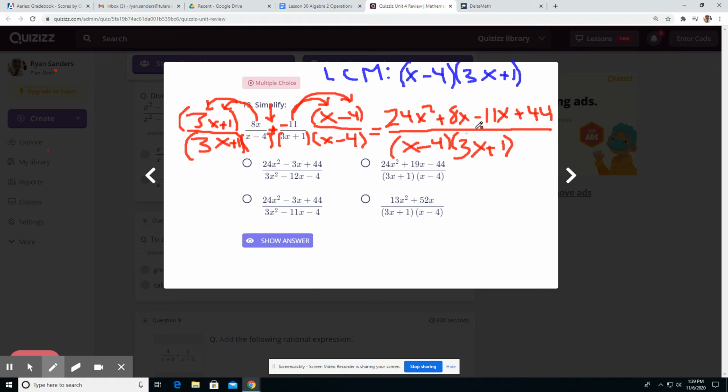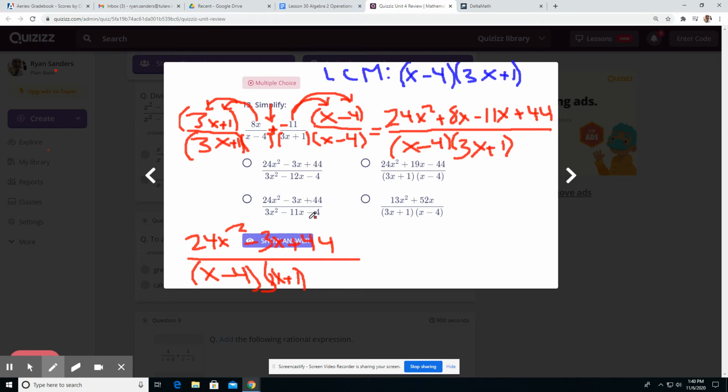All right, so what's in common here? The x's go together. So I now have 24x squared. The x's go together, so minus 3x plus 44, all over x minus 4, 3x plus 1. All right.